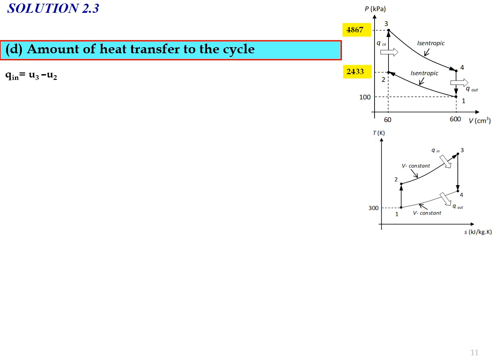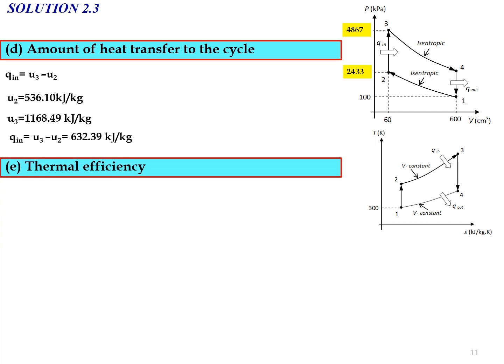We know that the formula for Q in for the Otto cycle is equal to U3 minus U2. So we need to determine the values of U2 and U3. Easily we can determine the value of Q in, which is equal to U3 minus U2. Substituting the values of U2 and U3 into the equation, we get Q in equal to 632.39 kJ per kg.